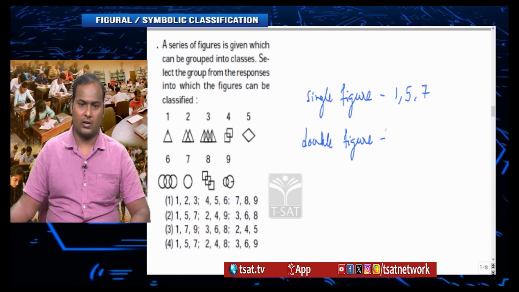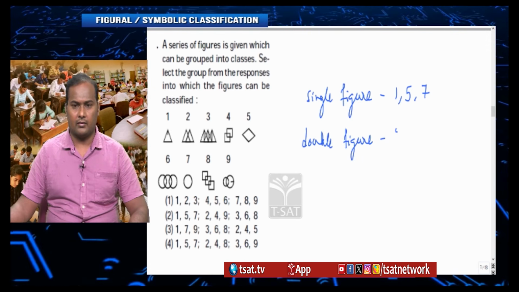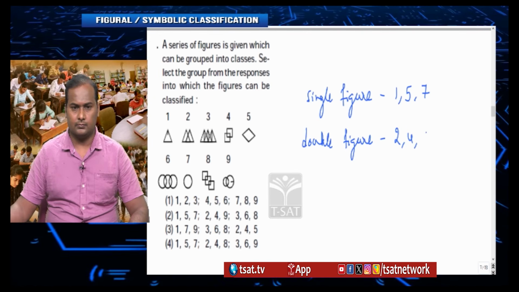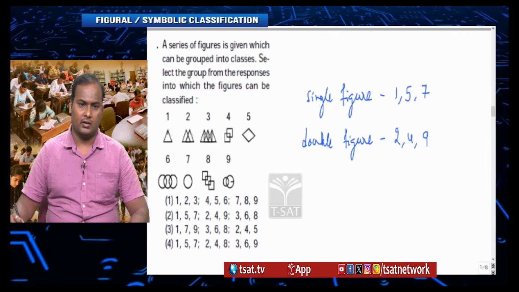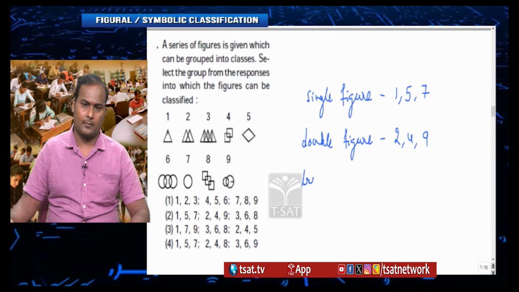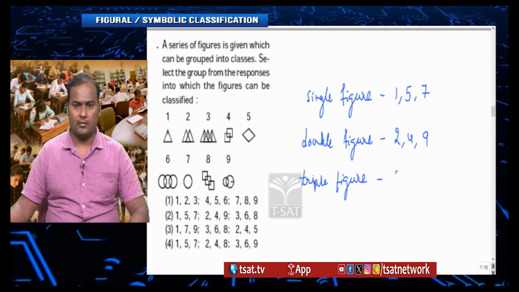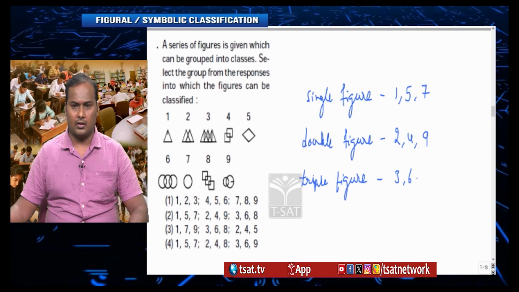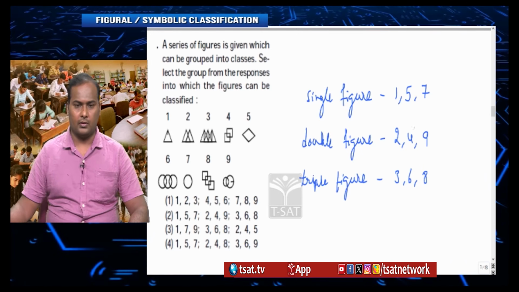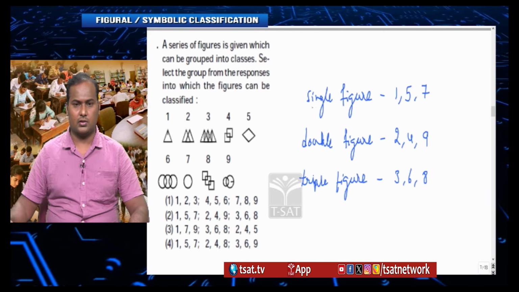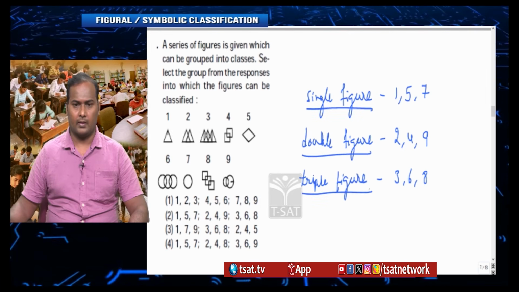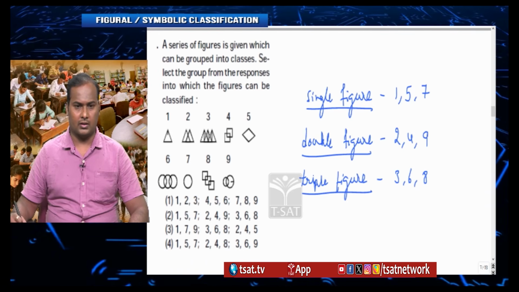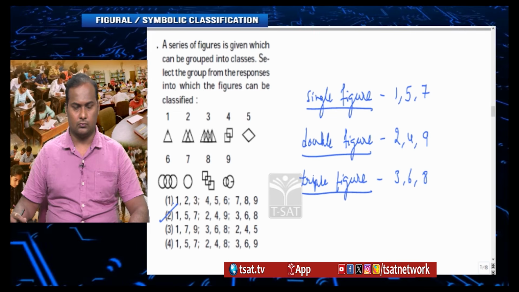What are double figures? Second figure, fourth figure and ninth figure. These are double figures. Next one followed by triple figures. So, what are triple figures? Figure 3, figure 6 and figure 8. These are triple figures. So, the classification is based on single figure, double figure and triple figure. So, the answer is 1, 5, 7, 2, 4, 9 and 3, 6, 8. So, your answer is option 2.